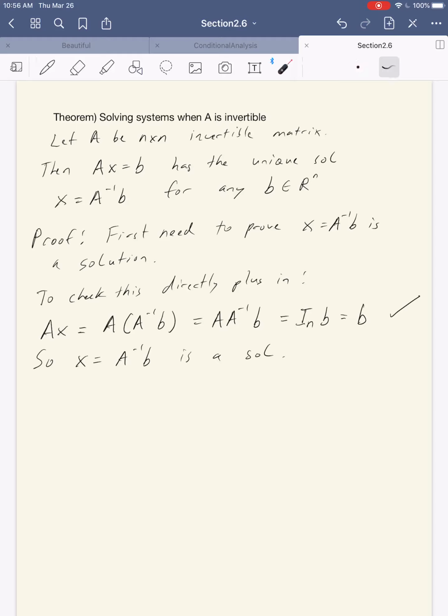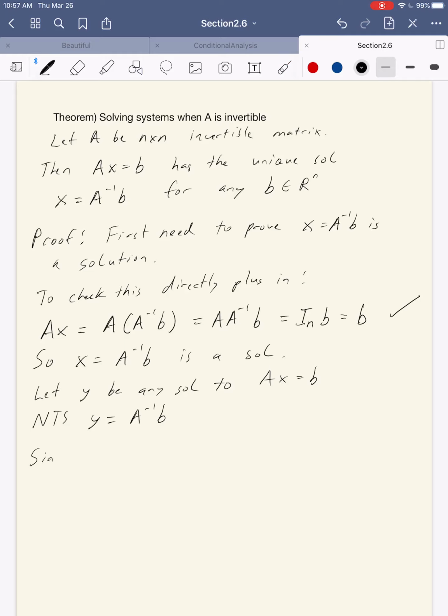Now we need to show that it is a unique solution, meaning that this is the only solution out there. So let Y be any solution to AX equals B. We need to show that Y is equal to A inverse B. So now we're saying, let there be any solution, and we need to show that it is this one particular solution we're talking about.